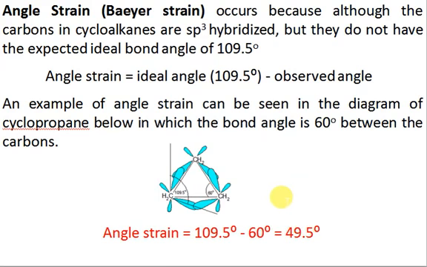So we say that cyclopropane is strained by 49.5 degrees. 49.5 degrees is a huge angle. This indicates that cyclopropane is a highly strained system. Strain means instability. So cyclopropane is highly unstable because of this angle strain, and we say that cyclopropane has to be squeezed by 49.5 degrees in order to form this ring system. Since the angles have been squeezed a lot, the atoms are very close, and because of this closeness of the atoms and the decreased bond angle, the system is highly unstable. This is known as the angle strain.